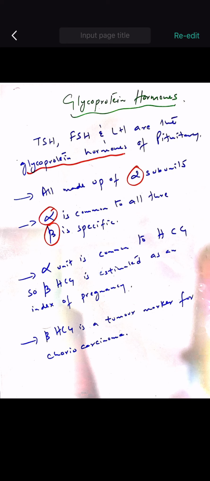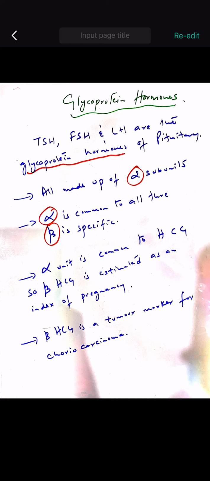Today we are going to study the glycoprotein hormones: thyroid stimulating hormone, follicle stimulating hormone and luteinizing hormone. These are the glycoprotein hormones of the pituitary gland. They are all made up of two subunits, an alpha subunit and a beta subunit.